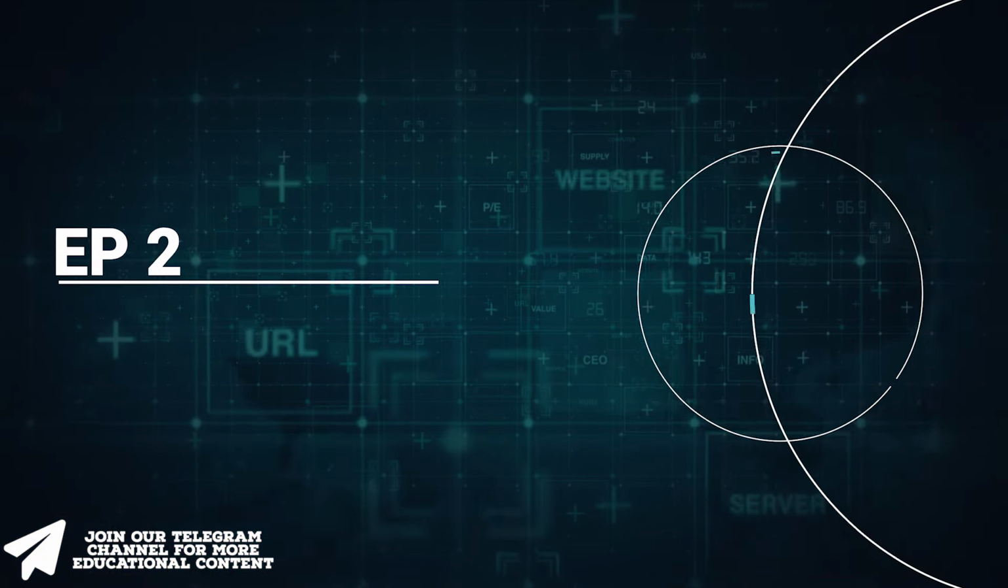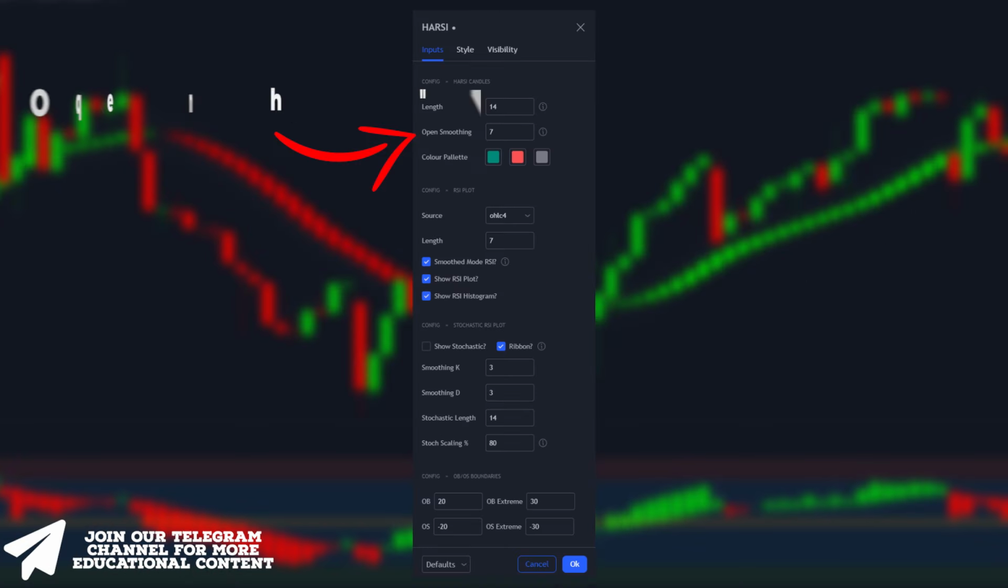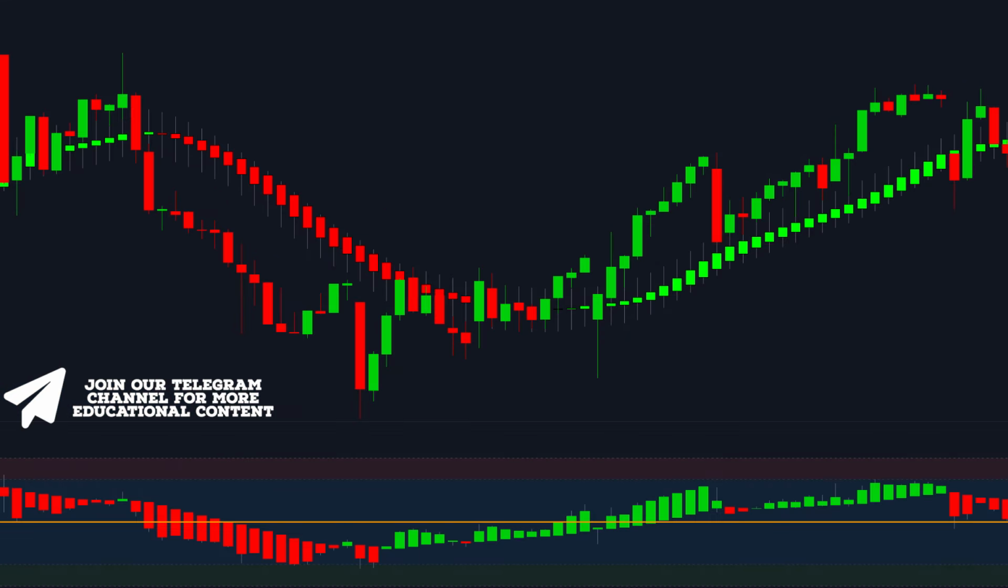Step 2. Open the Indicators tab, type Heikin-Ashi Oscillator, and click on this one. As for now, let's modify the inputs by changing the Open Smoothing parameter to 7. Then, open the Style tab and disable all these points because we're not going to use them. With that, this indicator is one of the greatest indicators ever made as it allows us to effectively manage our position and confirm trend phases. So, let's dive deeper into it.